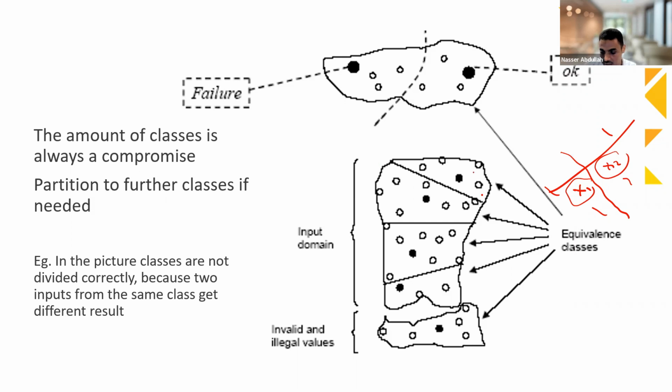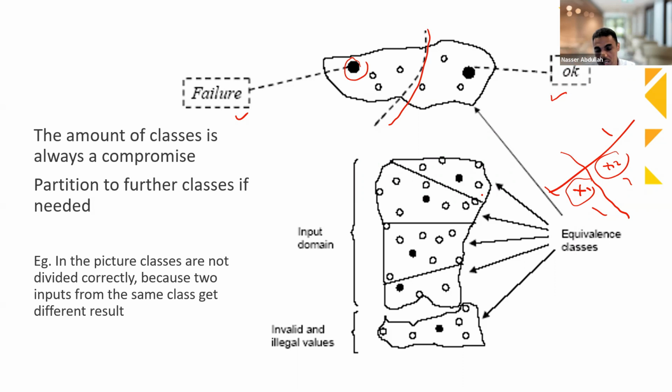Here, for example, if we take the first value from this partition, it fails, and the second value is okay or bad. So we say this partition is wrong, and we have to divide it into two partitions, because as we said in the first slide, the assumption is that the output of each partition is the same, or each partition is under the same category, or each member of this partition should be under the same category.